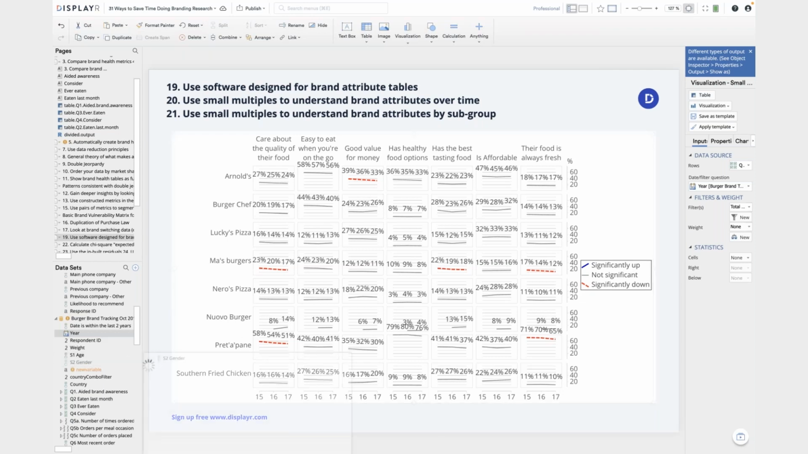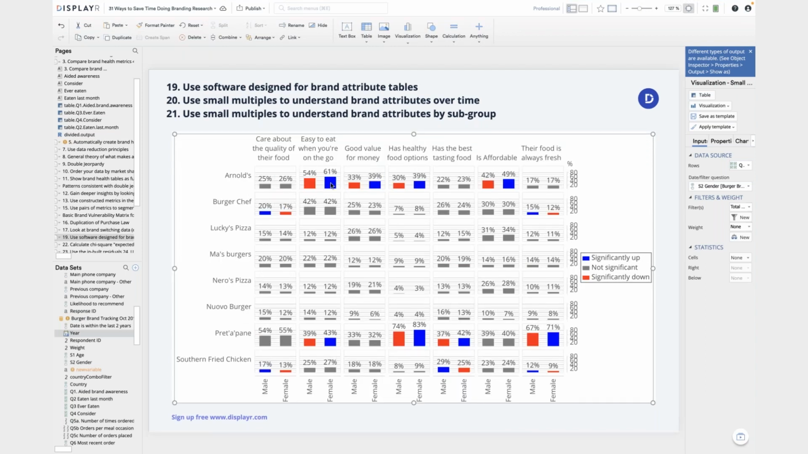I can also put demographics in place of time, to have a different type. And so we can see that Arnold's is stronger amongst the females, particularly in terms of these attributes here, which are color-coded, where the color code means statistically significant. So same in this type.